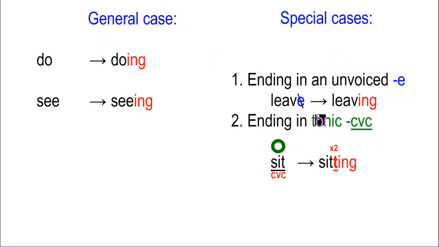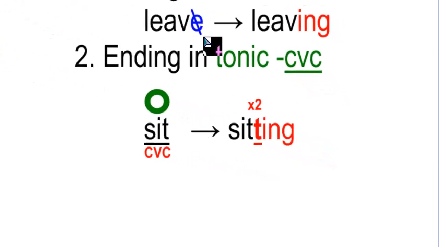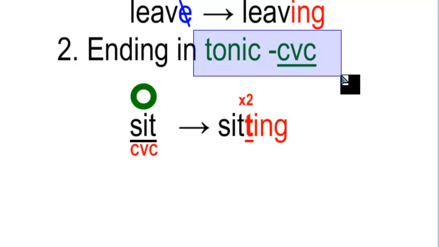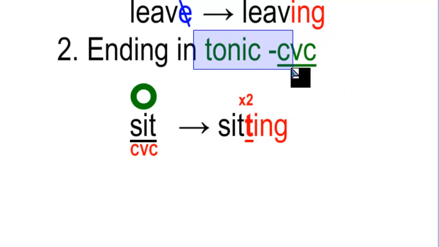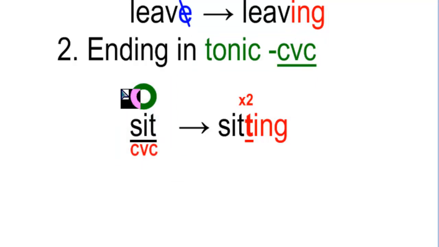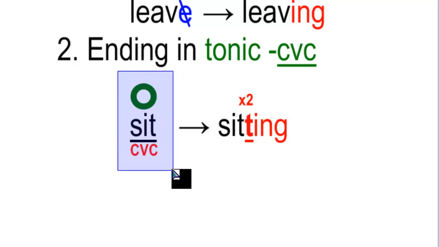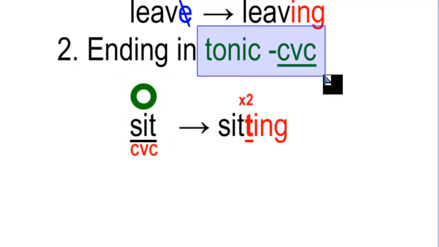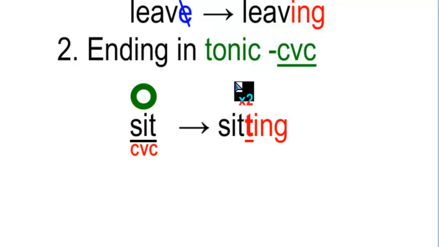Now the second special case, and this one is a more interesting one. Whenever the verb finishes in a tonic syllable that has the structure CVC, consonant, vowel, consonant. For example, this word, sit. It is tonic because it's only one syllable, sit. And the second thing is consonant, vowel, consonant. So in those cases where you finish in a tonic syllable that is consonant, vowel, consonant, you duplicate the final consonant. So sit, sitting. Okay, double consonant.